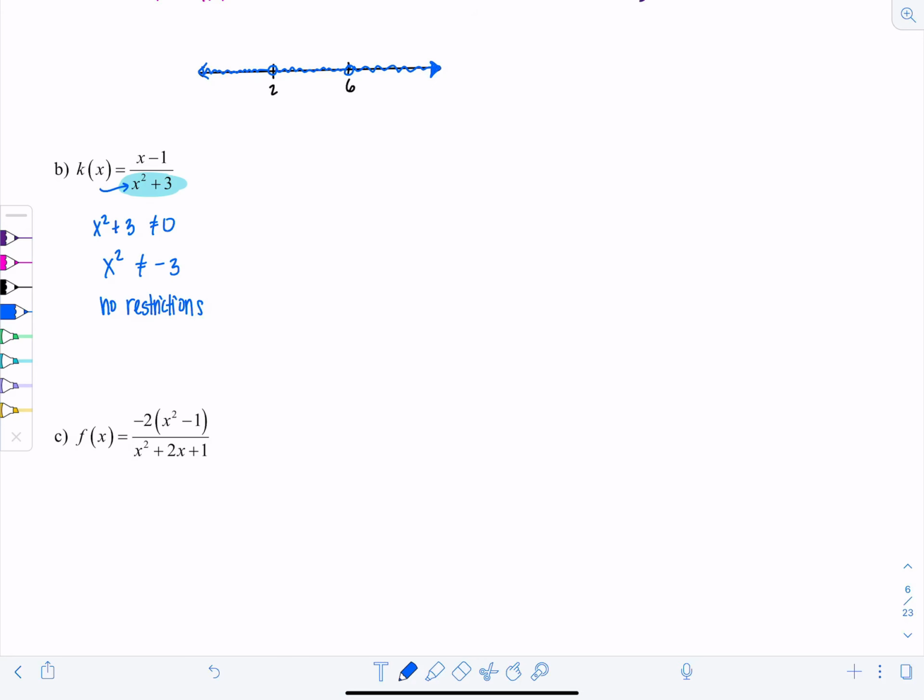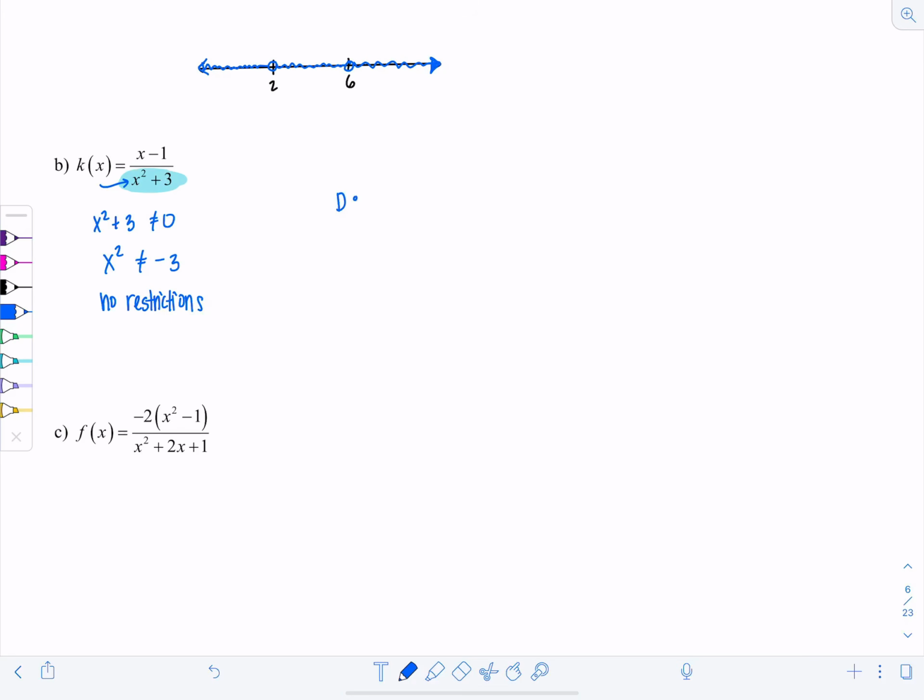Now you're adding 3, still not 0. Okay, so cool. That means there's no restrictions. So how do we write up our domain? Well, our domain would be all real numbers.